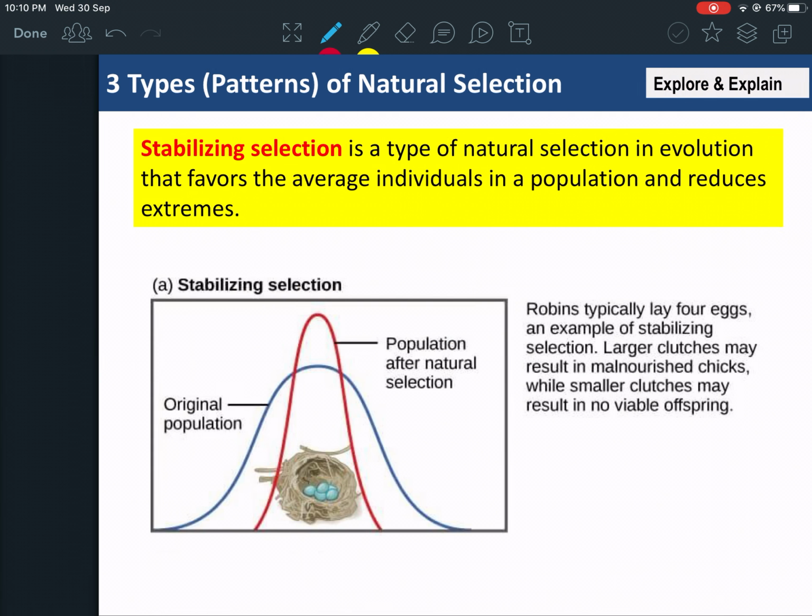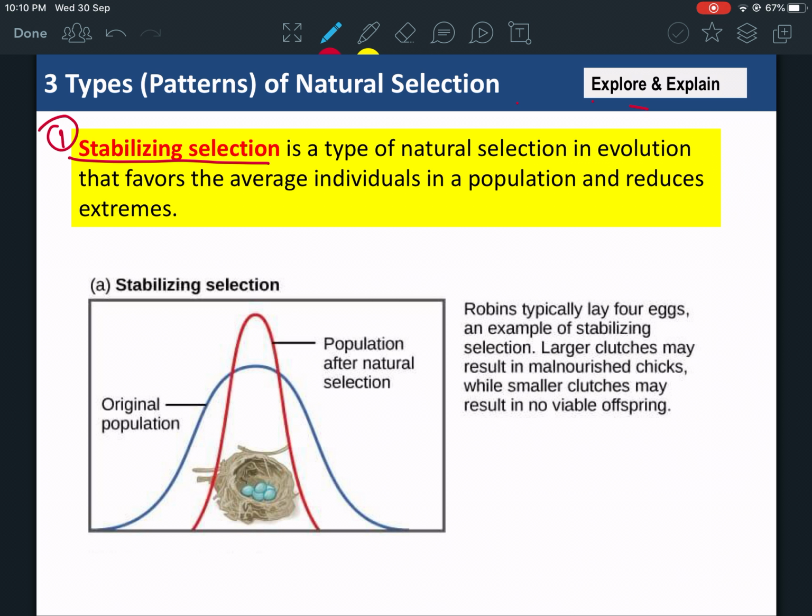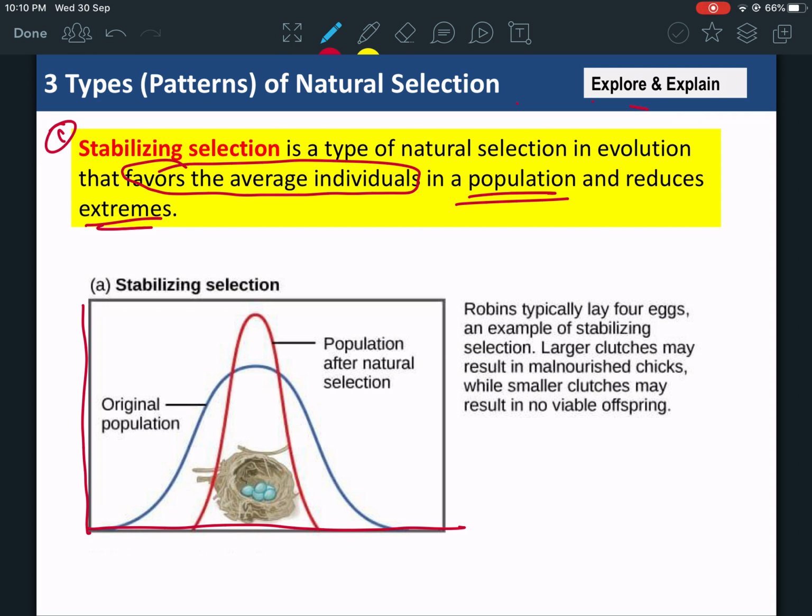The first one is stabilizing selection. It's a type of natural selection in evolution that favors the average individual in a population and reduces the extremes. What do we mean by that? If you notice, this is a chart, and here you have the number of population.